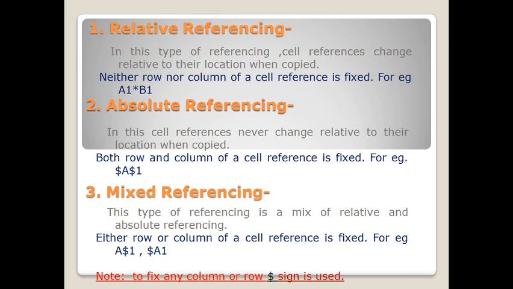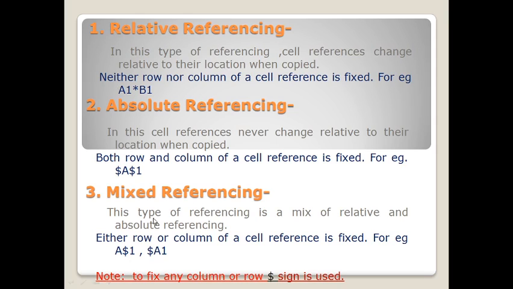Okay, and if you want to fix any cell, any row or any column, we use a dollar sign. You can see here, in this, cell references never change relative to their location when copied. Both row and column of a cell reference is fixed. Here I have written $A$1, which means the column A is fixed and the row number 1 is also fixed. Now if this kind of reference has been used in a formula, and we are going to copy the formula in further rows and columns, what will happen? This A1 will not change. It will be the same for each and every row and every column.